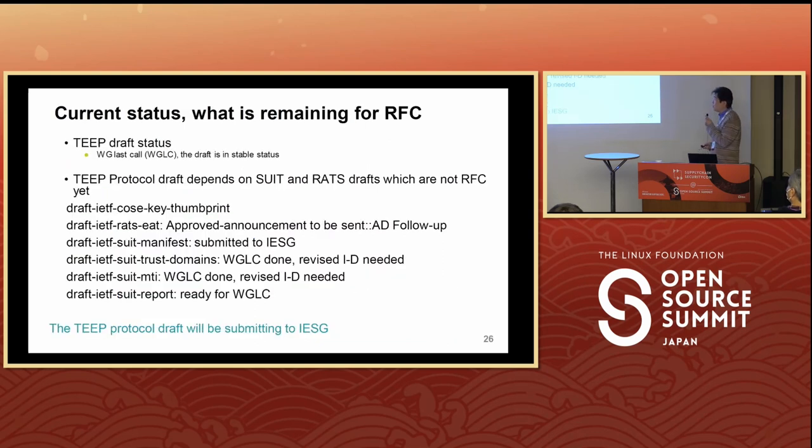And this is the status at IETF. Most of the engineering activity on the TEEP draft is pretty much finished. However, as I explained, the draft starts from RATS and SUIT, and it also depends on COSE and other drafts. It's almost there, but not completely finished. But it's already in a reasonably stable state. So if you're going to read the draft right now, you might think it will be updated hugely in the future, but no, it's pretty much stable. So if you read the draft based on the explanation from this slide, it shouldn't matter much.